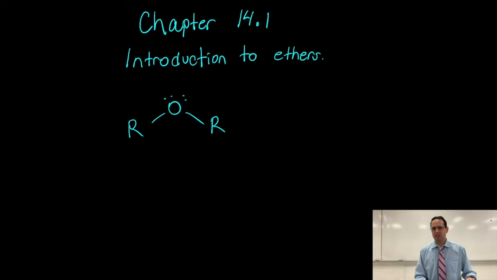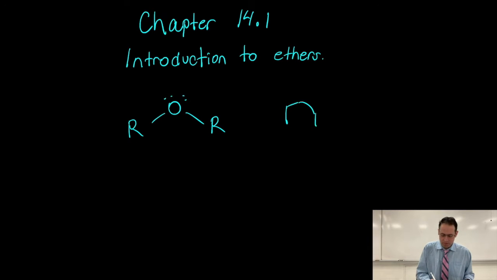Ethers. Chapter 14 is all about ethers, epoxides, thiols, and sulfides. But let's talk about the introduction of ethers. First, an ether is an oxygen surrounded by two simple alkyl substituents or aromatic substituents.